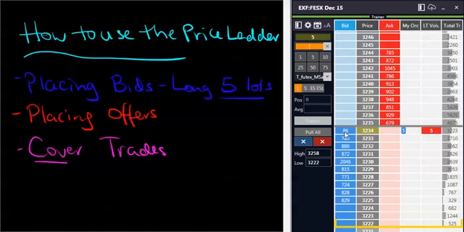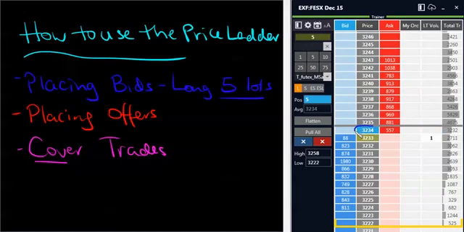There's now 50 contracts left. Once it's traded through them, now I'm long. As I'm now long, you can see what happens to the middle price column. It now changes from gray to blue. That is now indicating to me that I am long.